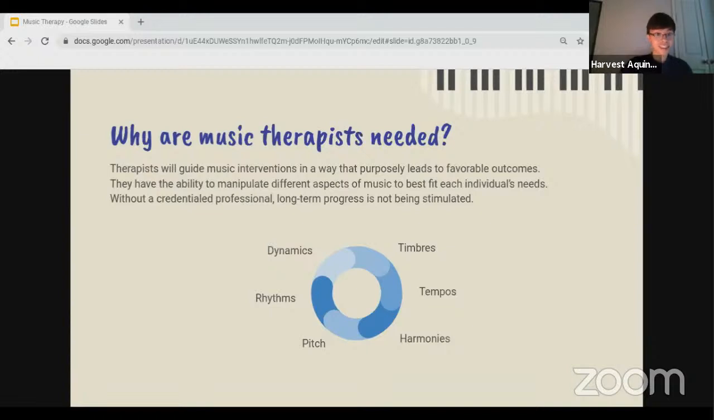While I admit listening to a particular song or playing an instrument can be very beneficial in a given moment, it doesn't match the definition of music therapy because it lacks a professional guiding purposeful interventions. So music therapists guide productivity because they know how to manipulate certain dynamics, timbres, tempos, harmonies, rhythm, pitch, pulse, all kinds of aspects of music to best stimulate progress.